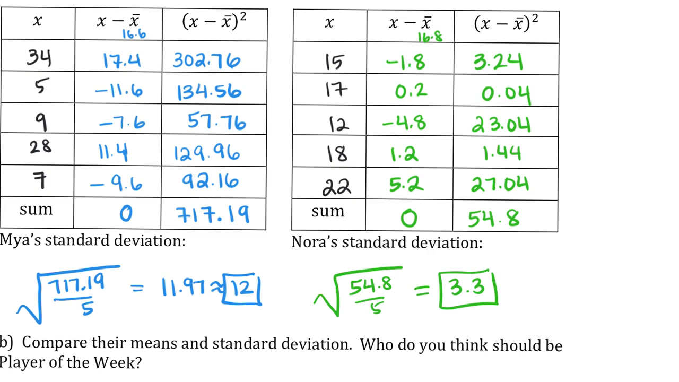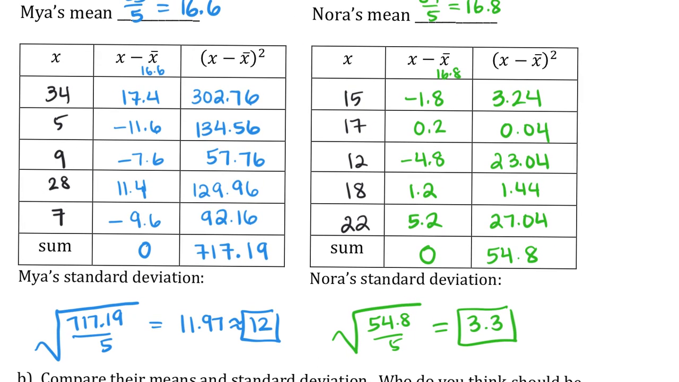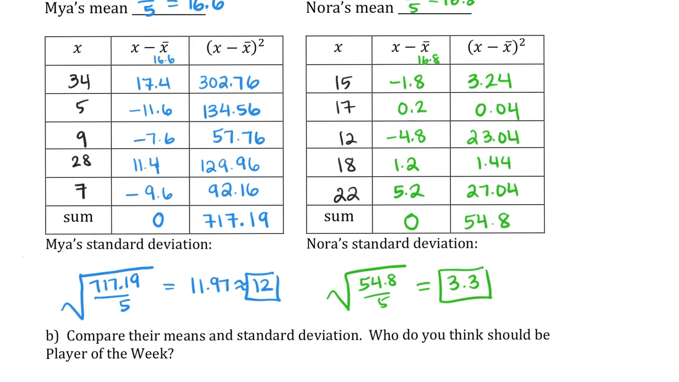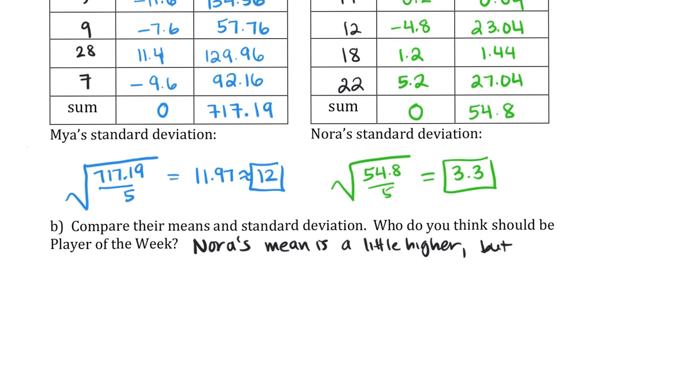Okay, now we're going to compare their means and standard deviation, and then based on that, you are going to decide who should be the player of the week. Okay, what do we have? Maya's mean and Nora's mean. Okay, Nora's mean is a teeny bit higher. Nora's mean is a little higher. But it's so close, I don't think it's going to make much difference, but they are very close.